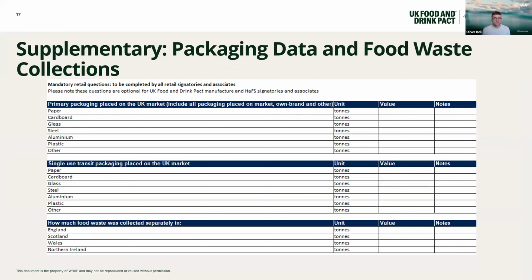So next we have a short section on packaging data. This is specific to retailers, but other sectors are welcome to provide the data if available. Very simply, it asks for the tons of primary packaging and also the tons of single-use transit, also referred to as secondary and tertiary packaging, placed on the market in the UK. And to finish there, we're asking for a breakdown of food waste collected by UK nation as well.